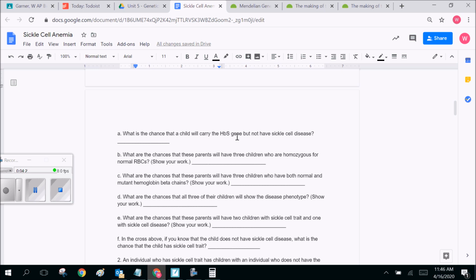What is the chance the child will carry the gene but not have the sickle cell disease? It's 50%. What are the chances that the parents will have 3 children who are homozygous for normal red blood cells? Now, this is interesting. It says, what is the chance that these parents will have 3 children who are homozygous? That's important because before, when we've talked about this, we've really just talked about it in the context of the children being like one litter. But if you remember, I told you that these Punnett squares are a prediction tool. It isn't exact. So it's probability.